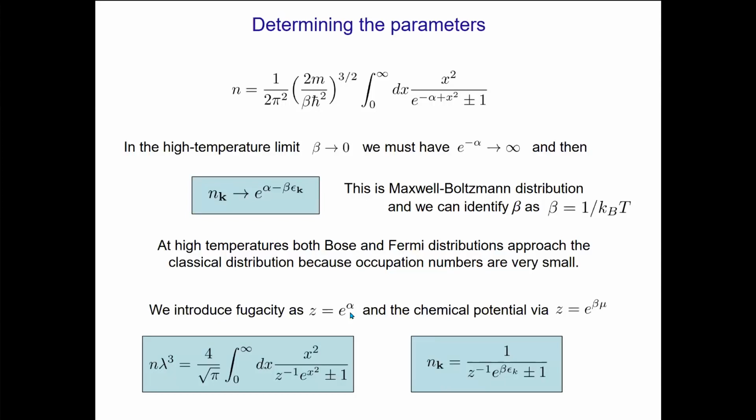Still, at this stage, this Z introduced in terms of alpha and this mu introduced in terms of Z are still formal variables. But later on, I will show you that in the classical limit, in the high temperature limit, they will exactly match the definition of the chemical potential.